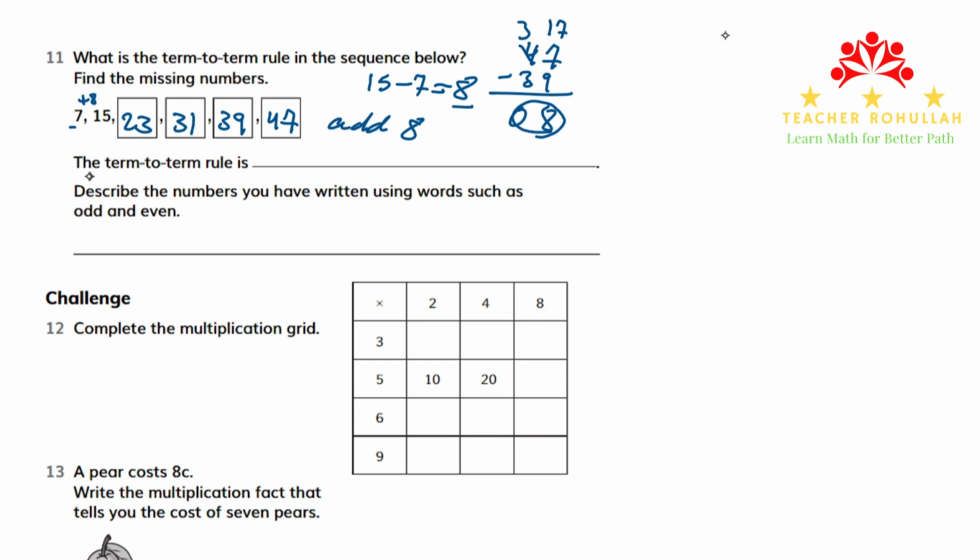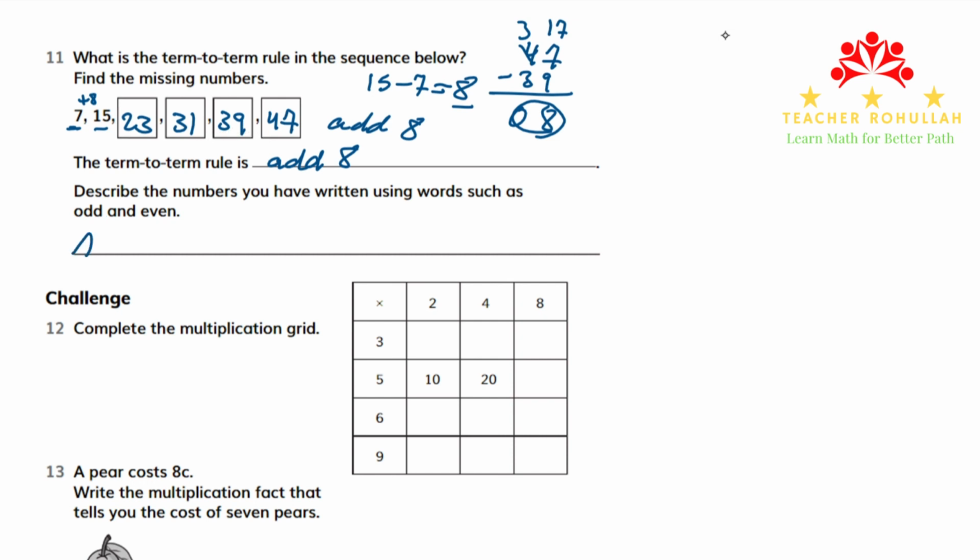Well, now it says the term-to-term rule is add 8. Describe the numbers you have written using the words such as odd and even. As we look closely, 7 is an odd number. 15 is also an odd number. All the numbers that we found here are odd numbers.